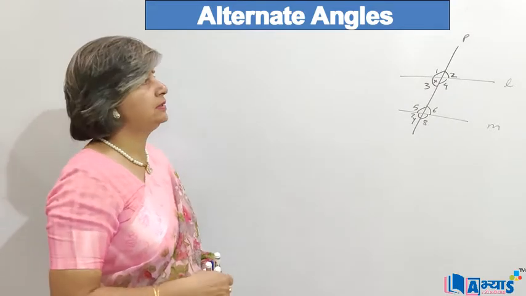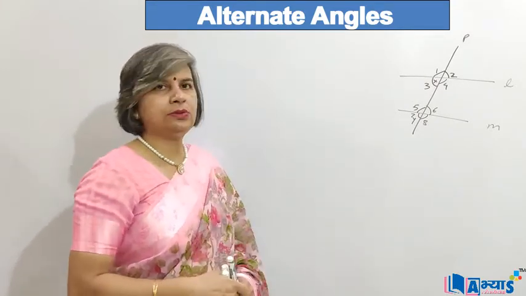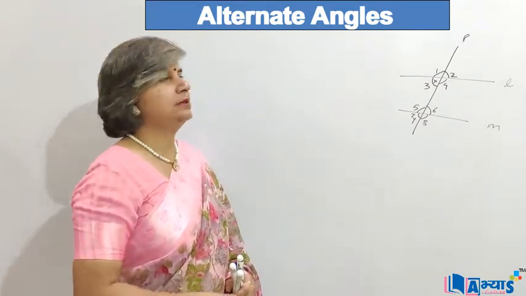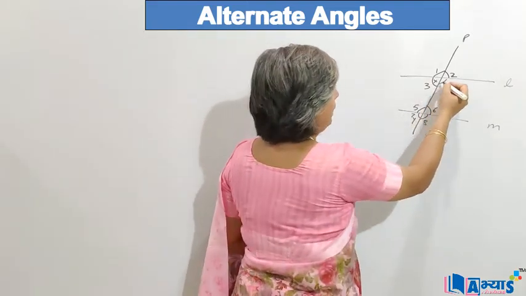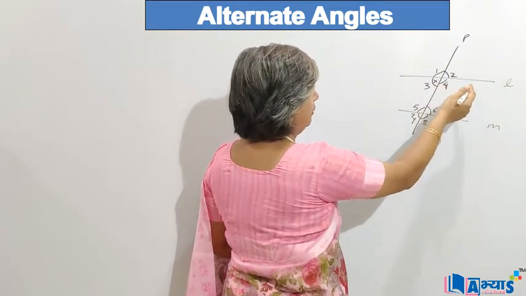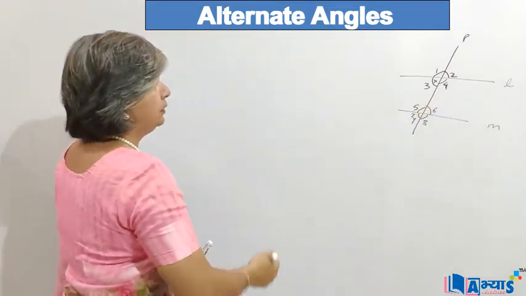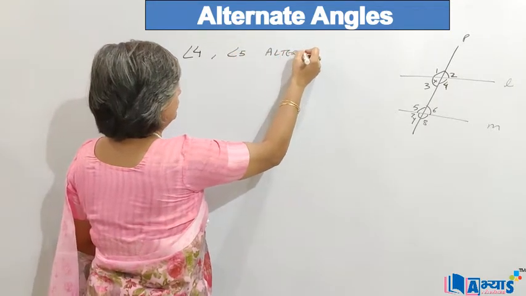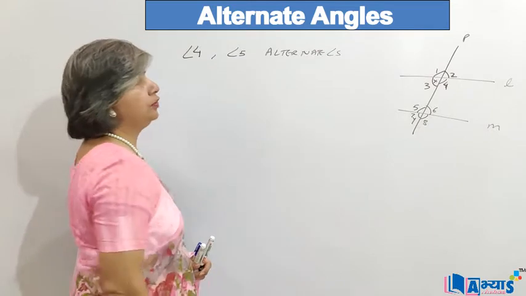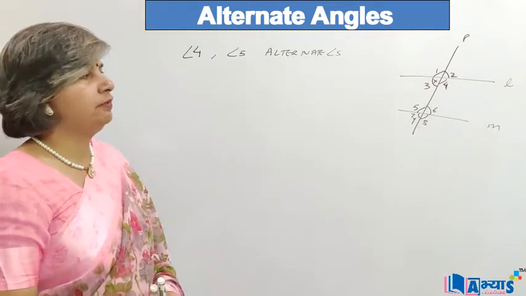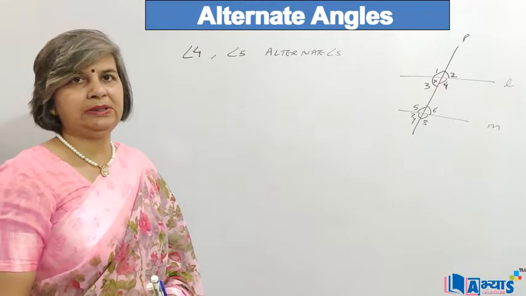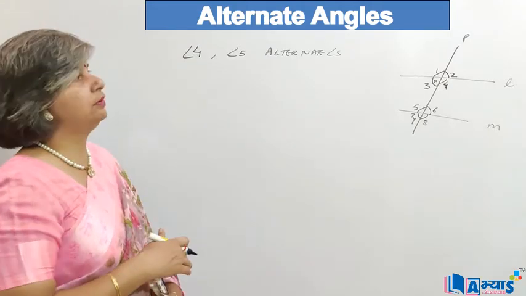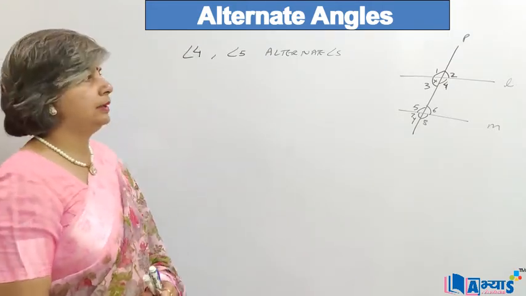Now, alternate angles are those angles in which one angle is on one side of the transversal and the other is on the other side of the transversal. Like let us suppose we have 4. Angle 4 and angle 5 are alternate angles. Angle 4 is formed at line L and angle 5 is formed at line M, and when the transversal P is cutting them, 4 is on one side of the transversal and 5 is on the other side. So 4 and 5 are alternate angles.